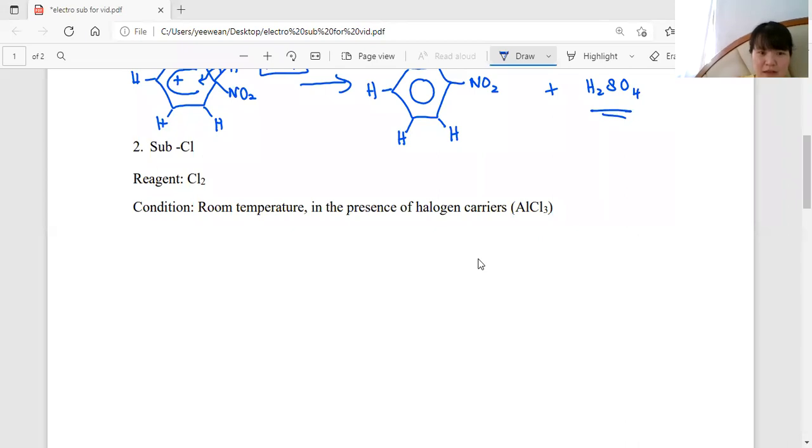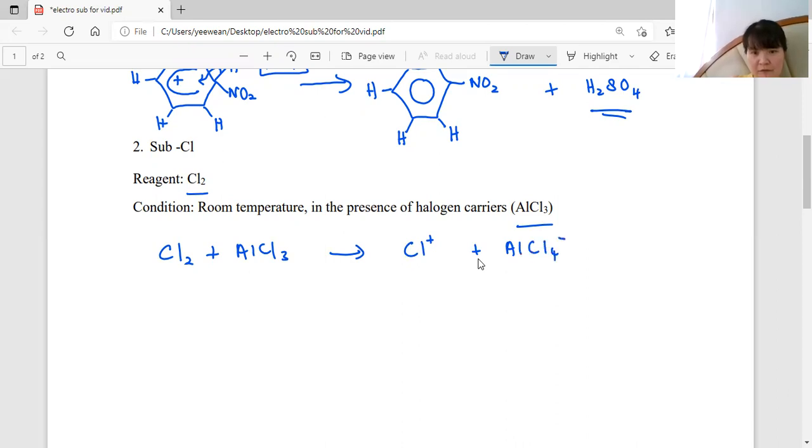We can actually do the same for Cl2 with AlCl3. We just need the electrophile. So Cl2 plus AlCl3, we can get an electrophile plus AlCl4 negative. AlCl3 has an empty orbital. That's why it can form the AlCl4 by accepting a lone pair of electrons so that the Cl plus can be formed. Would look exactly the same as the one I drew before.